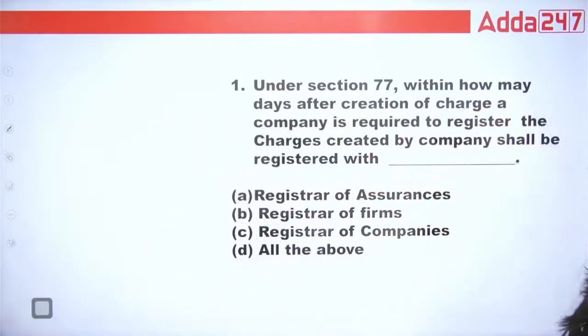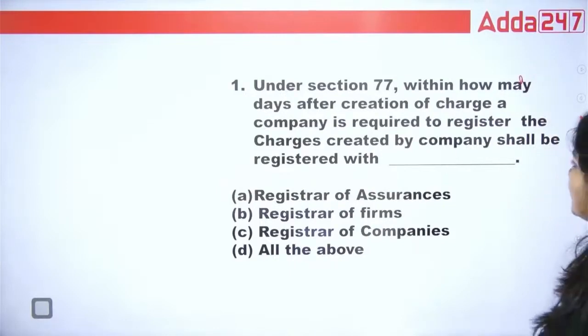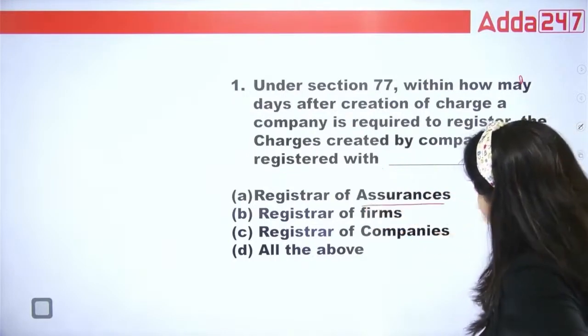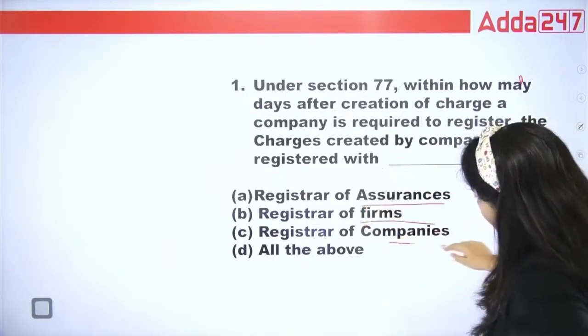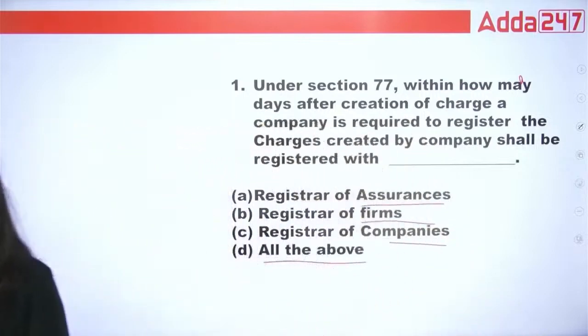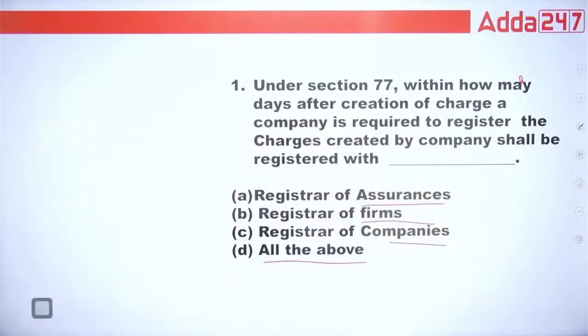Okay, now under Section 77, within how many days after creation of charge is a company required to register it? The charges created by a company shall be registered with the Registrar of Assurance, Firms, Company, or all of the above. What is the right answer? What is the right answer, guys?